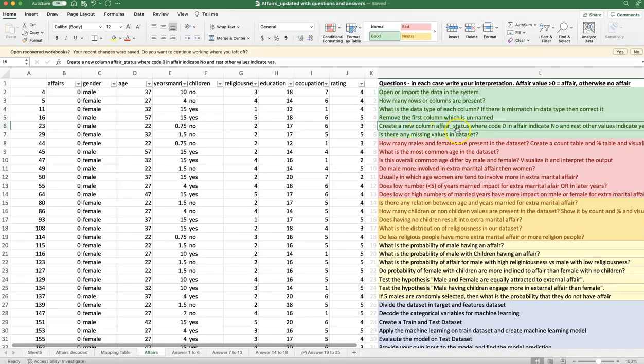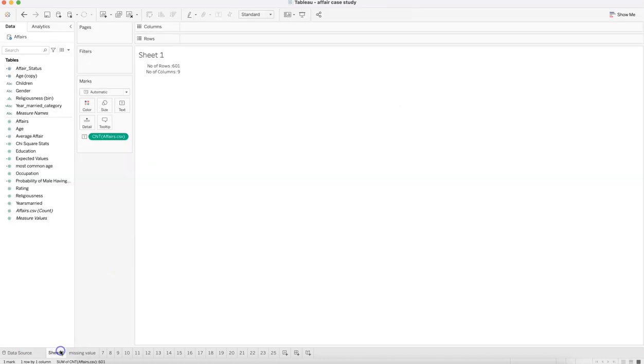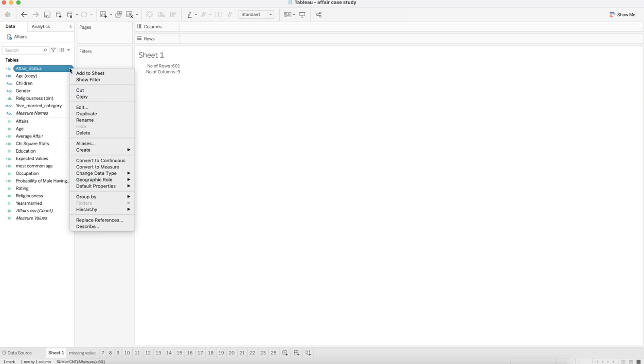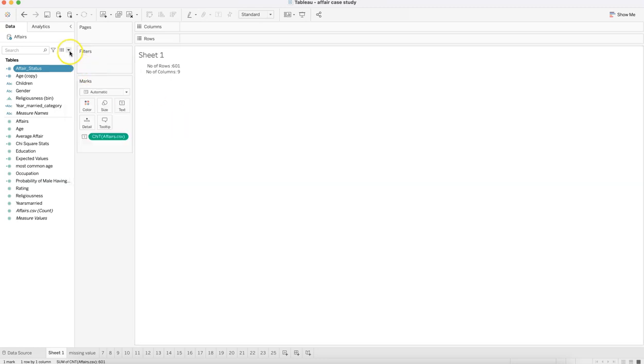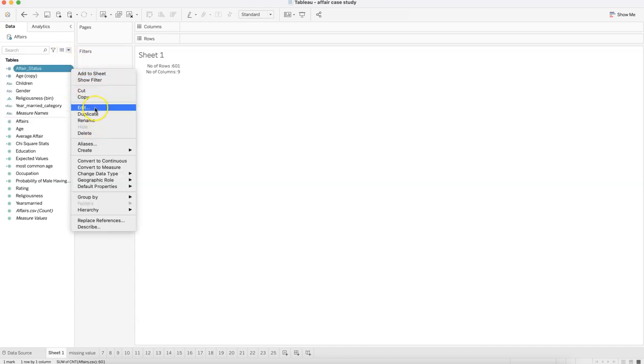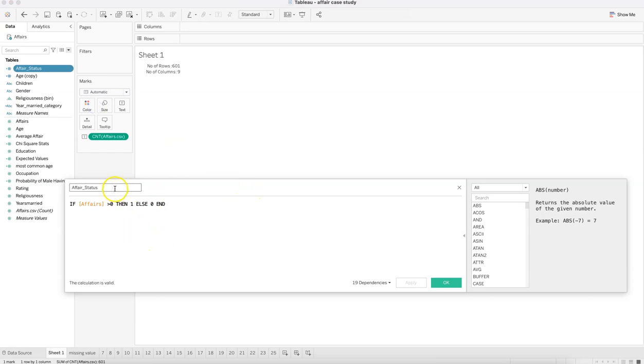Then create a new column, affair status, where code equal to 0 indicates no and the rest indicate yes. Over here, I will just check. There you go, affair status. This is a calculated field; if you already know Tableau, you will be aware that you can click over here and create a calculated field. Once you click, this is the window that comes up: affair status, if affair is greater than 0 then 1, else 0, end.